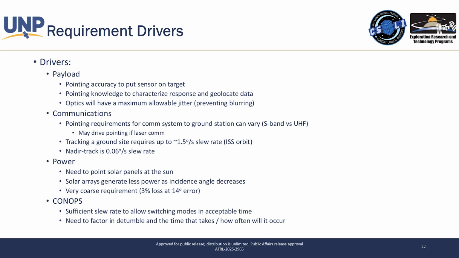A big one, right? You need to factor in detumbling and the time it takes to do that. How often might that occur? A key observation, CubeSats especially, but essentially all small sats tumble at least once in their life. And that's when you get deployed. Usually if you have hiccups and resets and other stuff, you may end up tumbling again. And so you need to be at least somewhat resilient against that event.